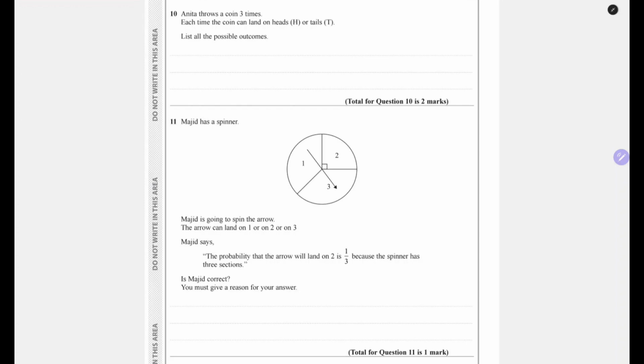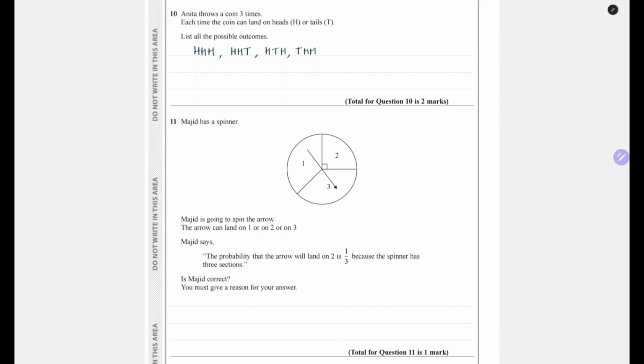Question 10 says, Anita throws a coin 3 times. Each time the coin lands on heads or tails. List all the possible outcomes. I find that the best way to tackle this is to start off with all 3 of the landing of the coins being heads or tails, and then taking one away. So for example, let's say that all 3 land on heads. Well, for the second possible outcome, we can say that the first 2 land on heads, but the last lands on tails. Or we can say that the first is heads, the second is tails, and the third is also heads. Or finally, we can say that the first is tails, and the last 2 are heads.